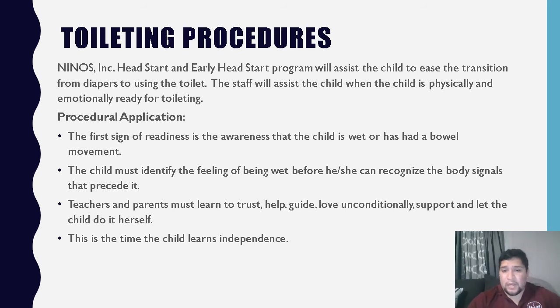Teachers and parents must learn to trust the child, help and guide, love unconditionally, support, and let the child do it themselves. We need to be the motivation for the kids, not make them feel bad. This is one of the biggest steps in teaching a child to be independent: potty training. So it's very important for us to trust the children and give them the feeling that even if they make a mistake, maybe they don't make it in time, or they didn't clean themselves, or an accident happens, we need to help the child and show them that you're still there to support them, and not make them feel bad to where they're no longer going to be able to do it.